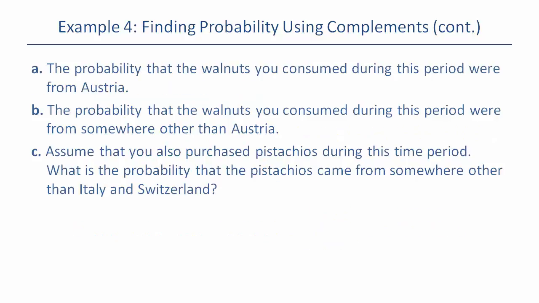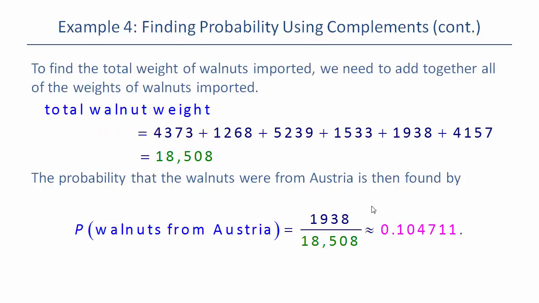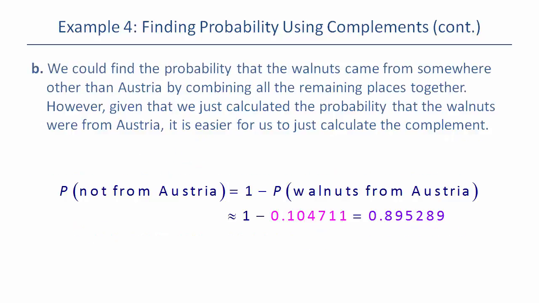Okay, what about the second one? Probably the walnuts were from somewhere other than Austria. Well, if this many were from Austria and this was my total, then wouldn't not from Austria basically be the complement? It'd be 1 minus this, or if you just took 18508, subtracted 1938 from it, that would be all the others, right? And then that's what we get.